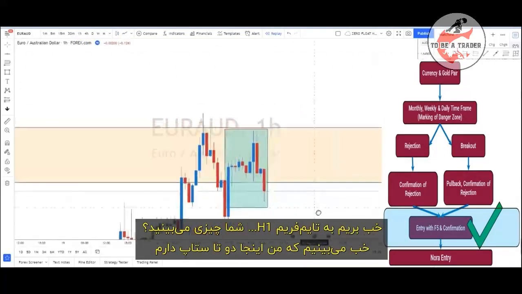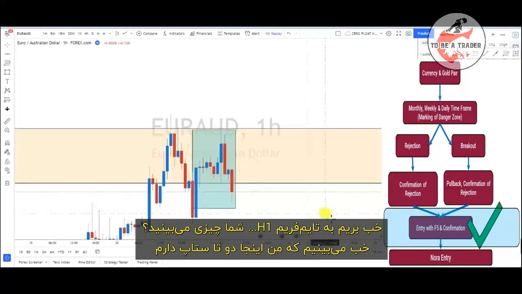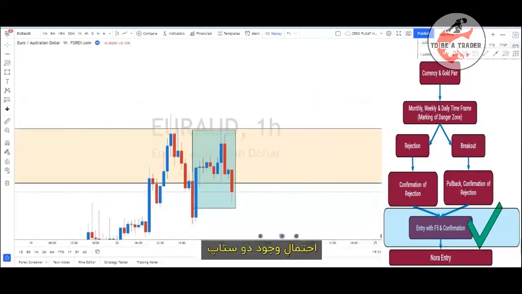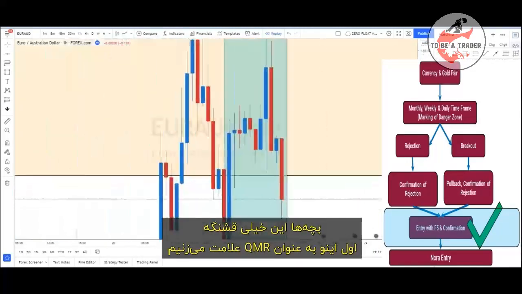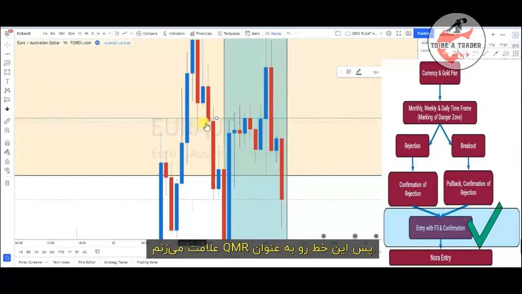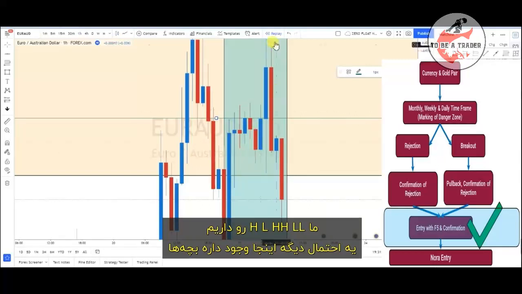Can you guys see anything? Cool. I see there are two setups here, the possibility of two setups. Oh, this is very beautiful, guys. First, we're going to mark this as our QMR. So I'm going to mark this line as our QMR. We have the high, low, higher high, and the lower low. Okay. Another possibility, guys, there's another one here. This is what setup, guys?